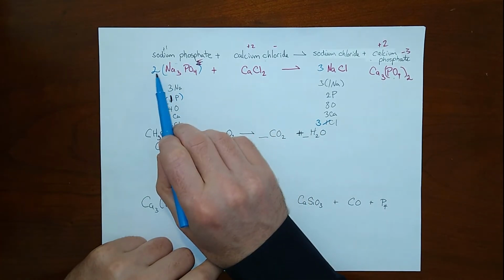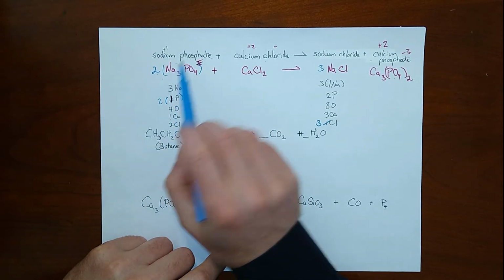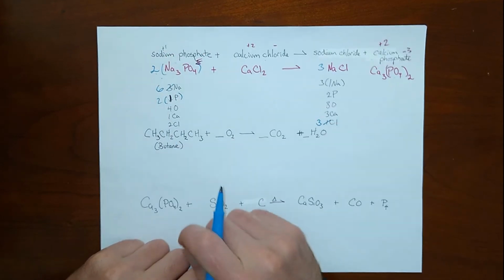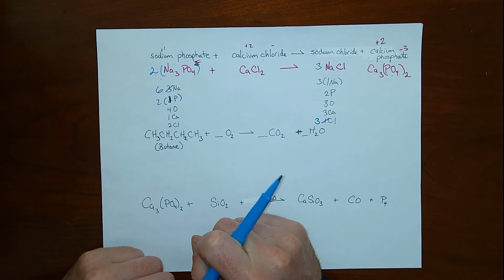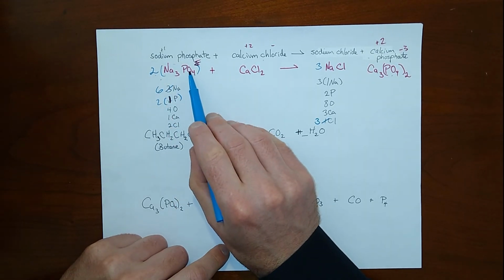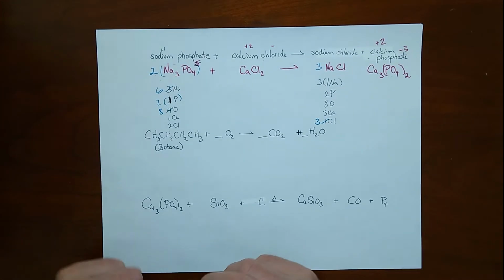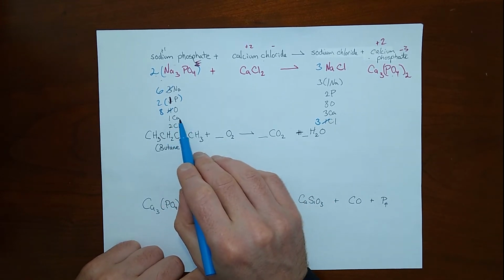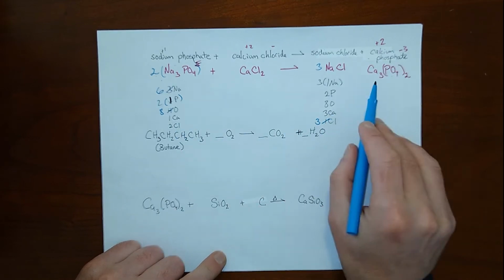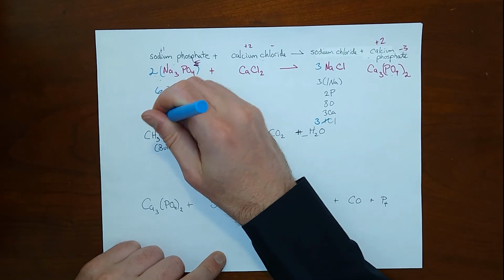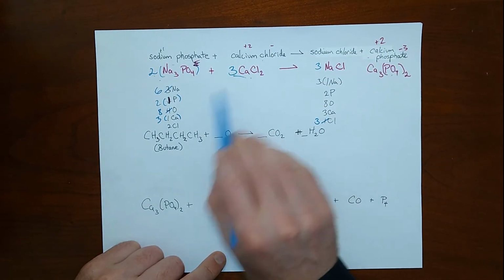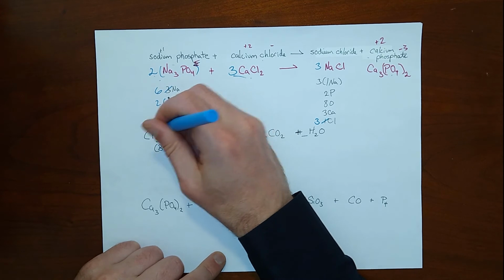So we're going to try putting a coefficient of 2 there. But that now changes my number of sodium to 6, and my number of oxygen from 4 here to 8. So now I have 8 oxygen on this side. Now my phosphorus is balanced, but my sodium is back to not being balanced. Let's try the calcium. So I have 1 versus 3. So let's change this. So now I have 3 calcium and 6 chloride.